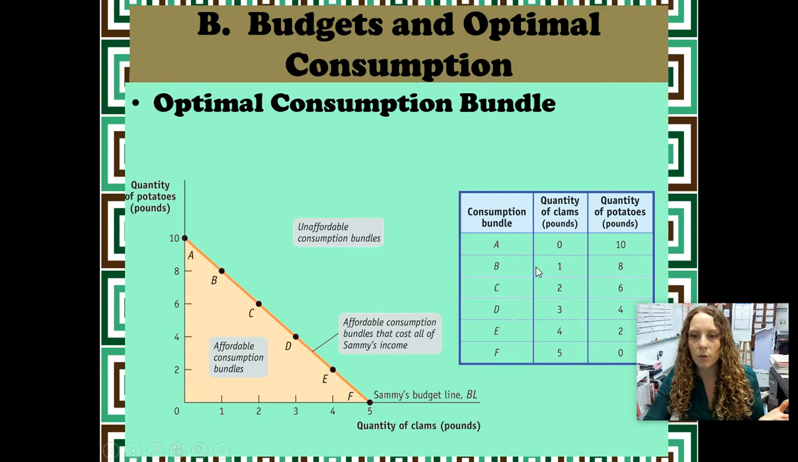Or they could consume these different combinations of them. They could get 1 pound of clams and 8 potatoes for that amount of money that they have. The question becomes, though, how do they choose which one of these options to go with? How do they choose if they're going to do 1 and 8 or 3 and 4 or whatever? Well, that's where utility comes in. How much utility they're going to get from each of those things.